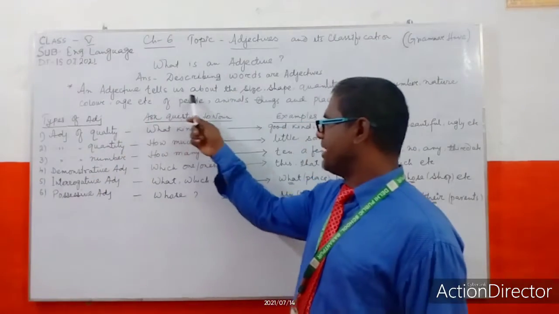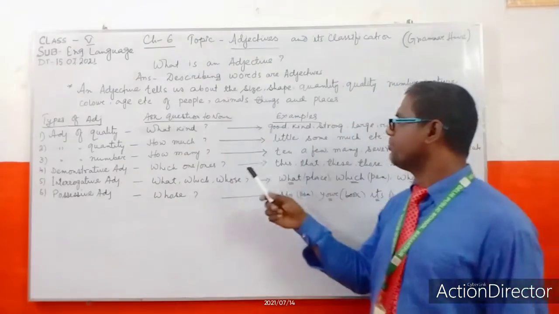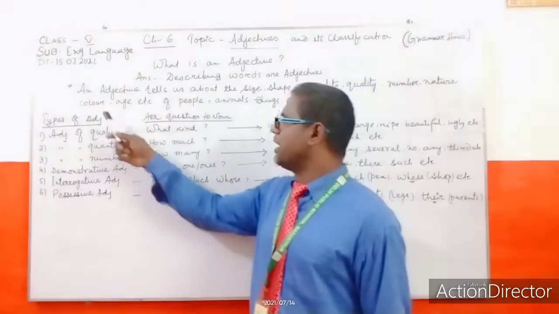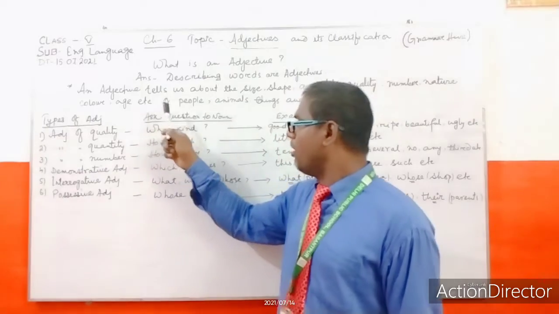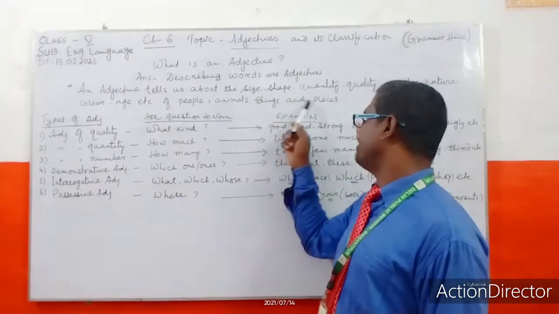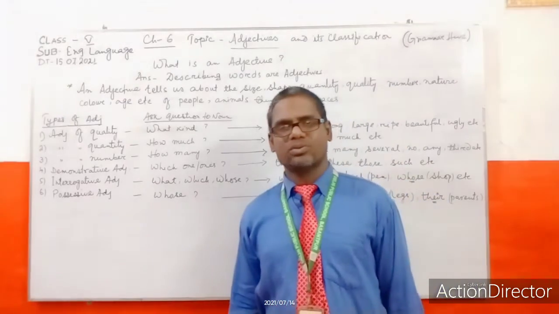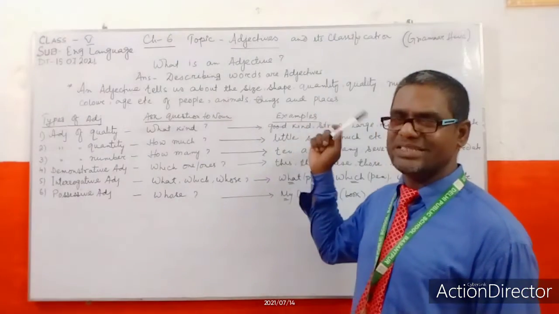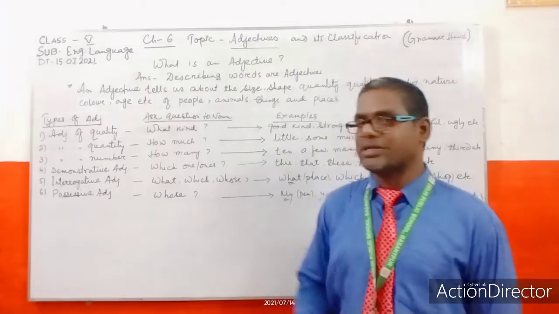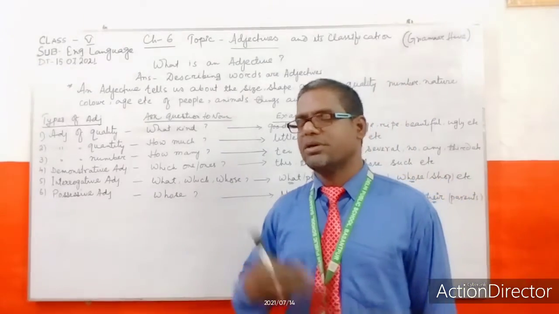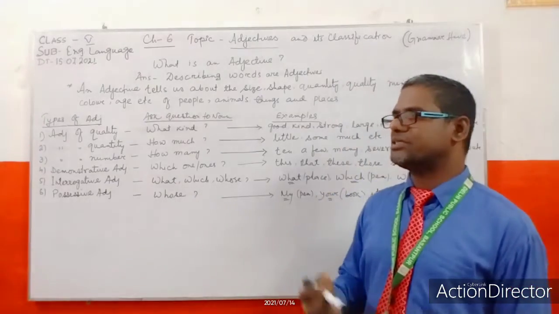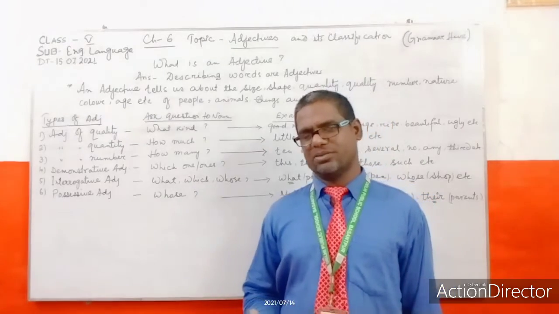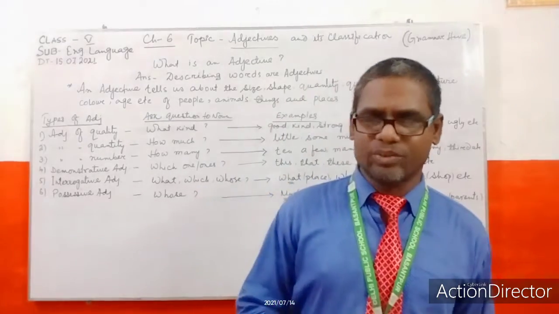Now, an adjective tells us about the size, shape, quantity, quality, number, nature, color, age, etc. of people, animals, things and places. Adjective tells us about what? Size, shape, quantity, quality, nature, color, of what? Of people, animals, objects, etc. Okay? That means adjectives describe people, animals and objects. So adjectives are describing words.